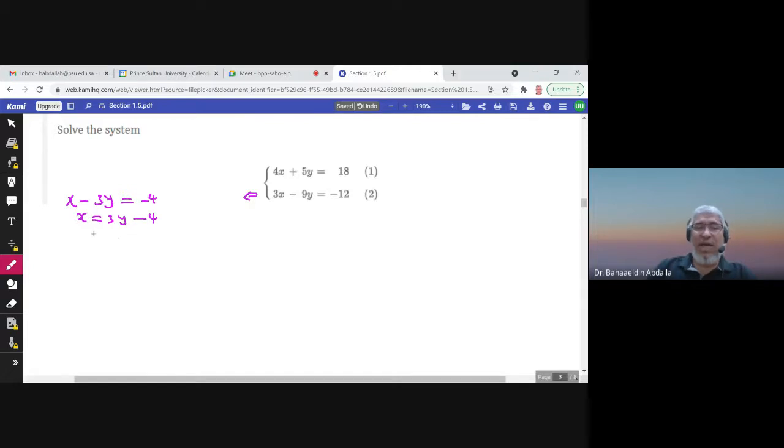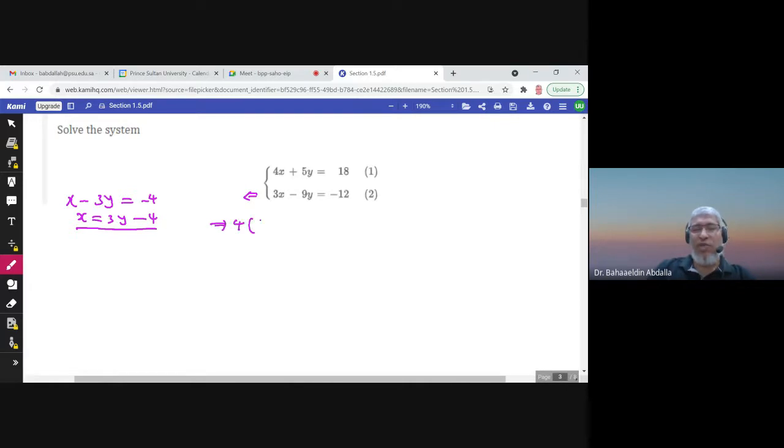So I have now the equation solved for x. I can go to equation 1 and replace x by 3y minus 4. Of course, you cannot replace x equals 3y minus 4 in the second equation. If you do that, you will get an accurate equation, 0 equals 0, but you will not benefit from this. You found x from the second equation, so now you have to replace x by 3y minus 4 in the first equation.